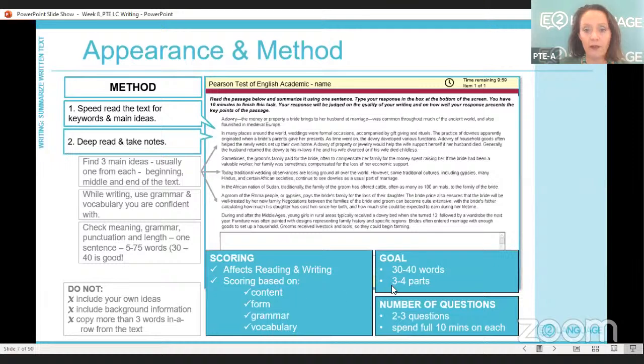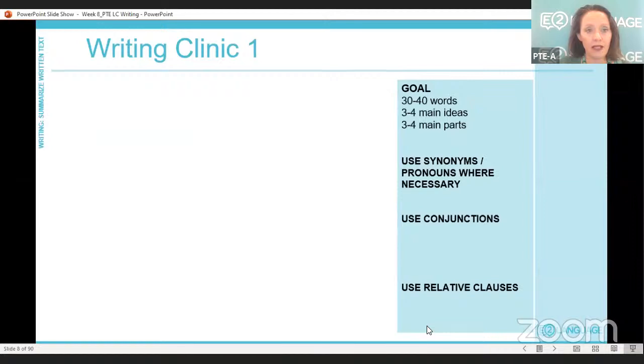So that's the scoring. And yeah, there's 3 to 4 parts. So that means 3 to 4 ideas. And we need to link those ideas with linking words. And 2 to 3 of these in the test, 10 minutes each. So let's go to a bit of practice first.